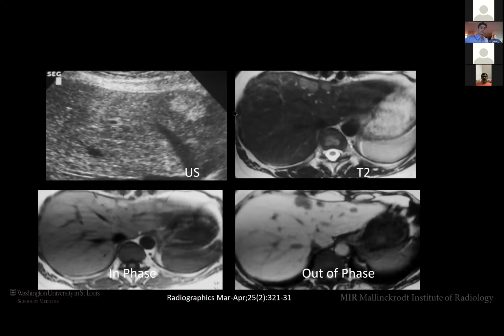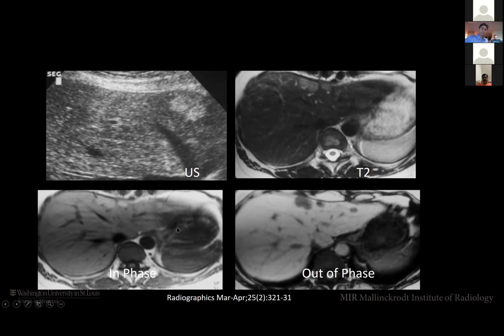So here is a case where the patient has an ultrasound image. You can see a hyperechoic lesion. You go on to a T2 weighted MRI. You see the lesion is slightly hyperintense on T2. And then going on to the gradient echo in phase and out of phase images, you see the lesion drops out, or this focal area drops out signal on the out of phase images. This is, as you all know, a very classic focal fat deposition, right?